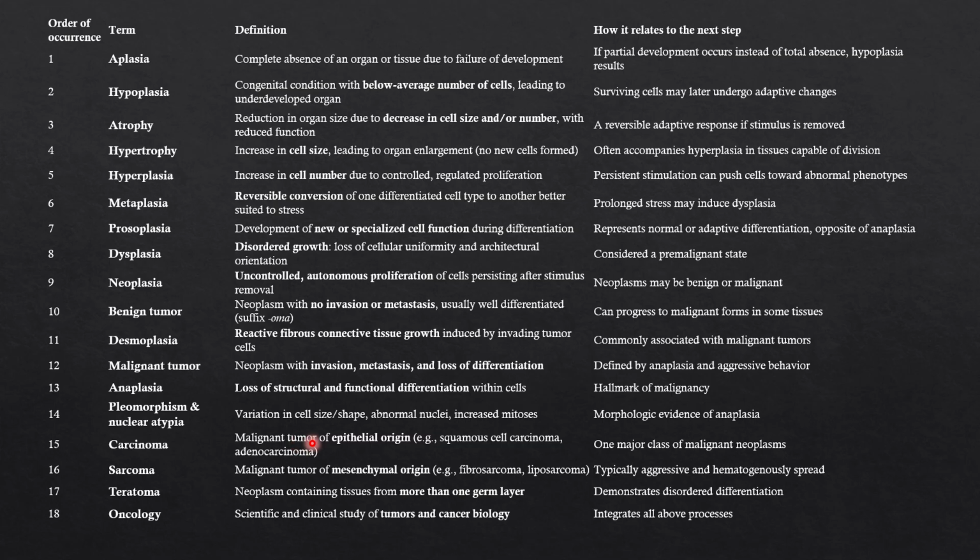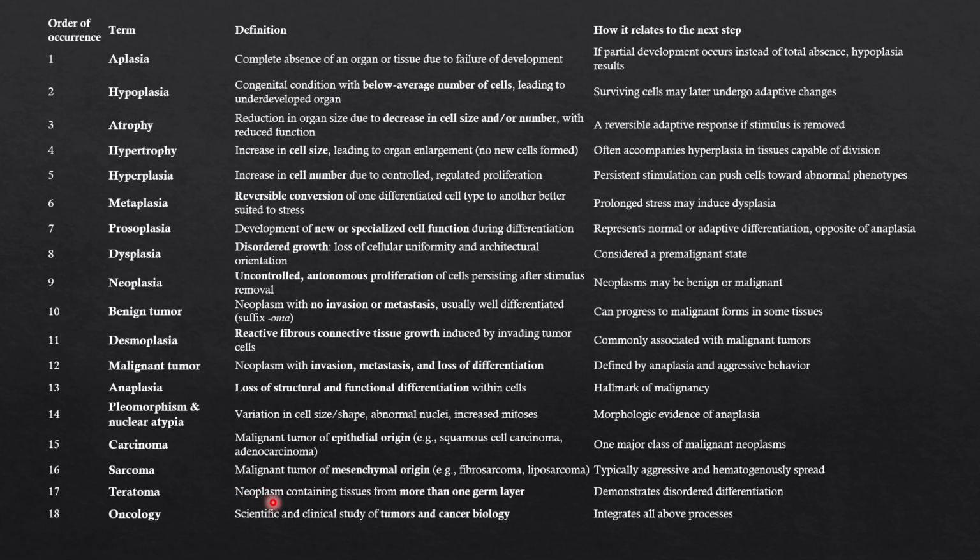Carcinomas are malignant tumors of epithelial origin, for example squamous cell carcinoma and adenocarcinoma. One of the major classes of malignant neoplasm is carcinoma. Sarcomas are malignant tumors of mesenchymal origin, for example fibrosarcoma and liposarcoma, and they are aggressive and spread hematogenously.